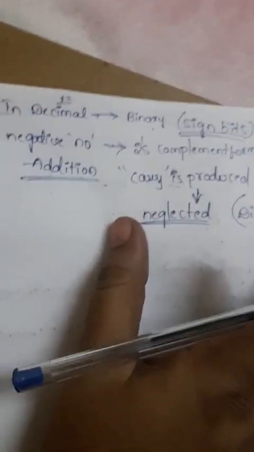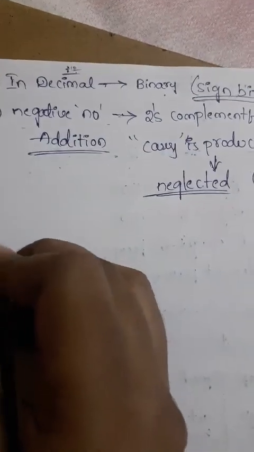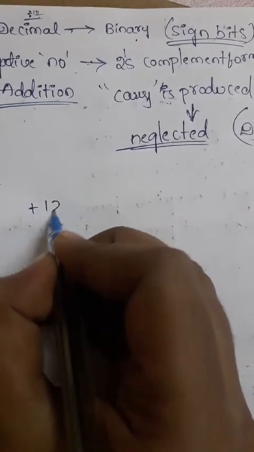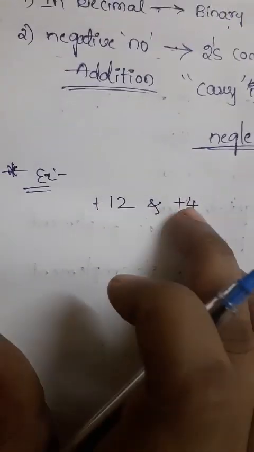Clear? This is the procedure to do the arithmetic addition. So I will take one example here. The example may be like this: I will take the numbers plus 12 and plus 4. So these are the given data we have, and the two numbers have the same sign.